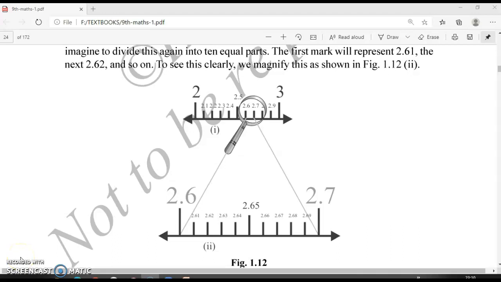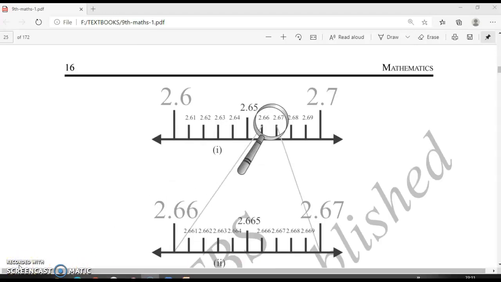Now 2.66, where will it be? It will be in between 2.6 and 2.7. Okay, so that is expanded and shown here. Then the next decimal is 2.665, so that we have to locate now. Where will 2.665 be? It will be in between 2.66 and 2.67. So that has to be shown here. In the next line you can see, 665 is in between 2.66 and 2.67.